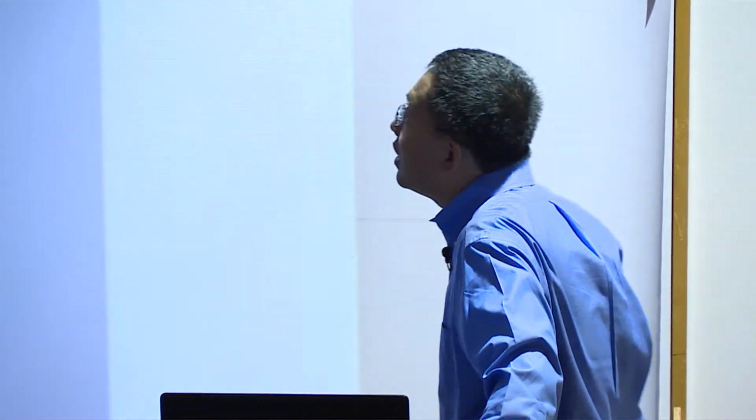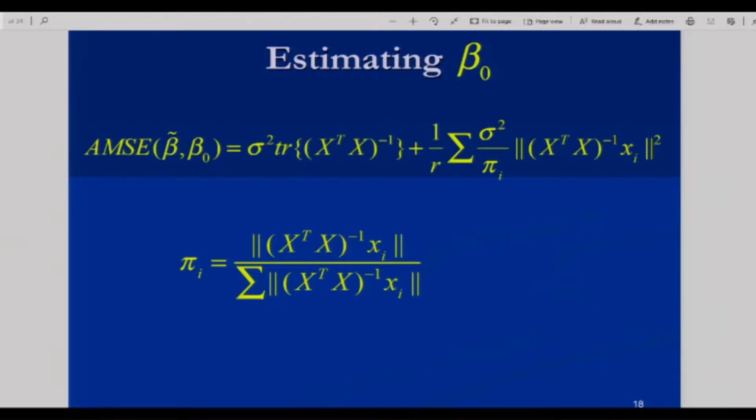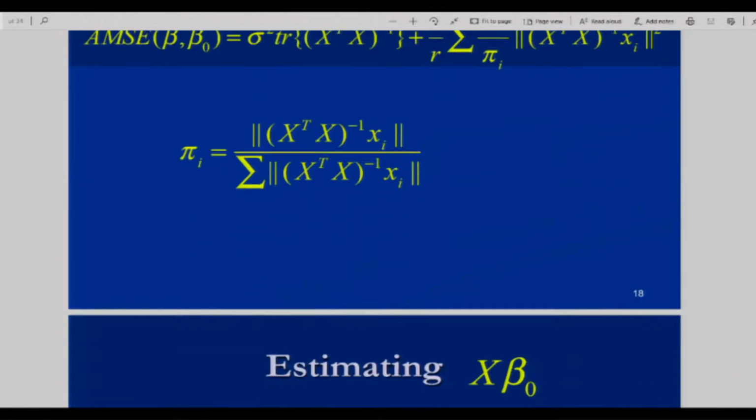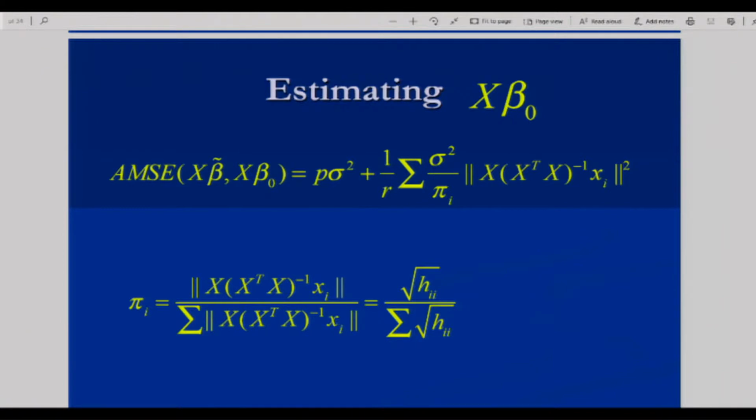So essentially we get this estimate. It is basically the inverse of the X transpose X matrix times the observations of X. We can use this if we want to estimate beta 0. Another line of interest is, instead of estimating the coefficient, we want to estimate the true regression line, that is, X times beta 0.